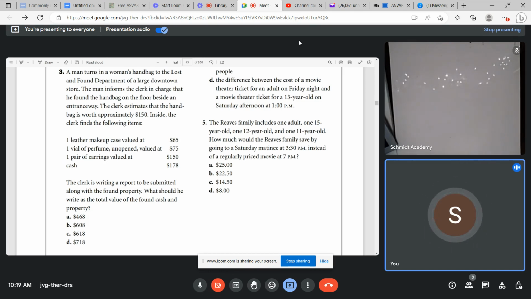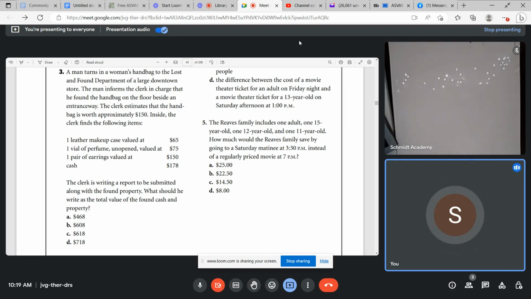So far, we don't really need to know any of that information. The clerk estimates that the handbag is worth approximately $150. Inside, the clerk finds the following items. We've got makeup case 65, perfume 75, earrings $150, and then cash of $178. The clerk is writing a report to be submitted along with the found property. What should he write as the total value of the found cash and property?